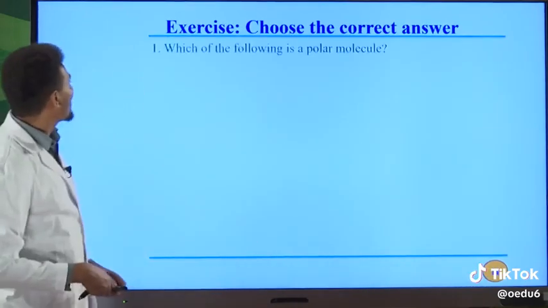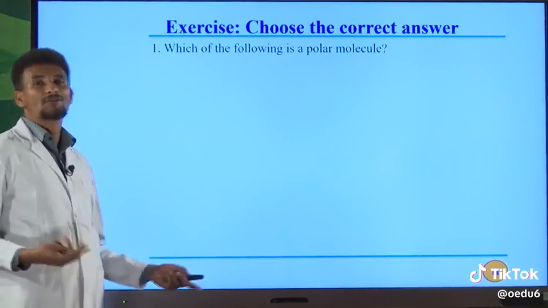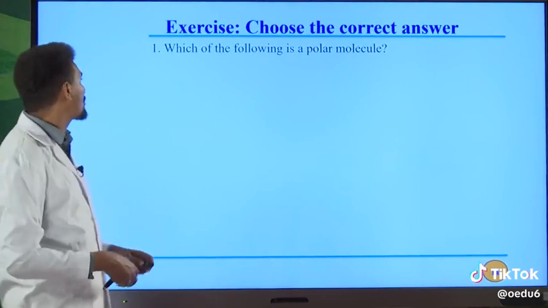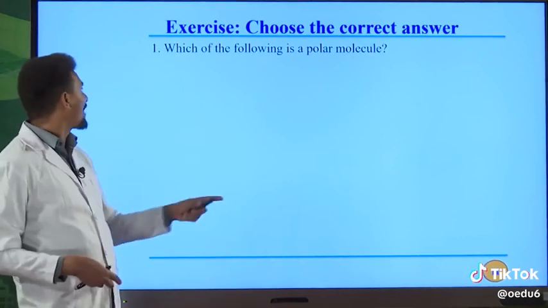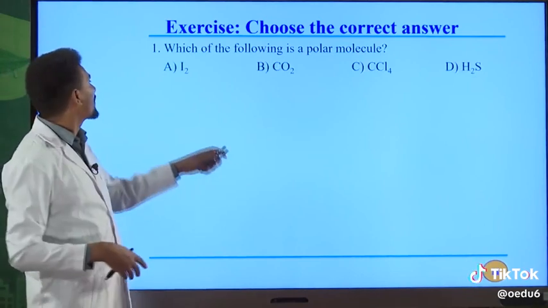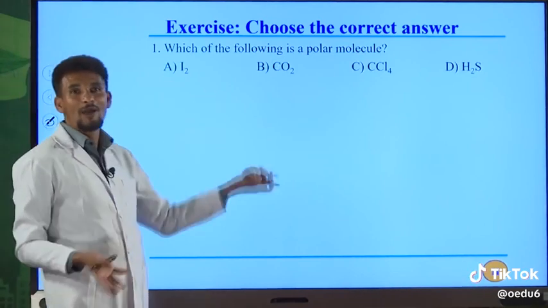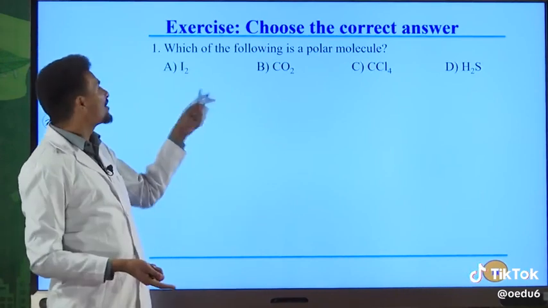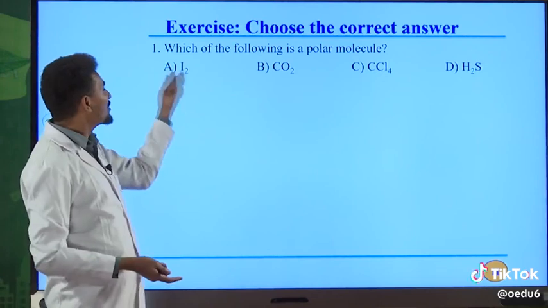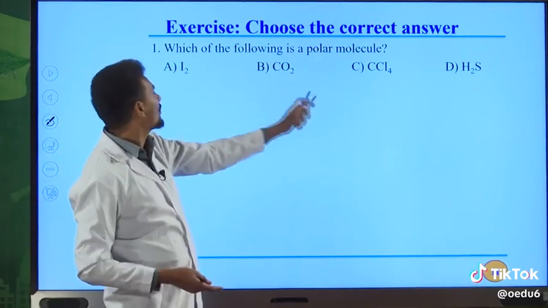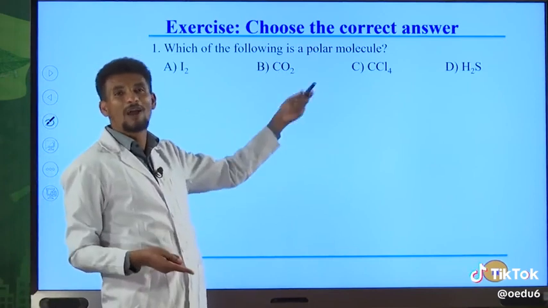Okay, so let us answer some questions, and some of these are from university entrance exams. Question number 1 asks which of the following is a polar molecule? I already told you that iodine is a non-polar molecule because the bond between the two iodine atoms is non-polar. The question is which one is a polar molecule? Carbon dioxide is also a non-polar molecule.